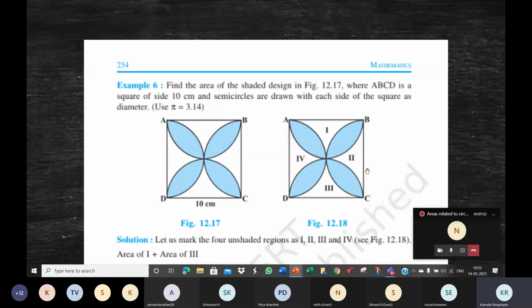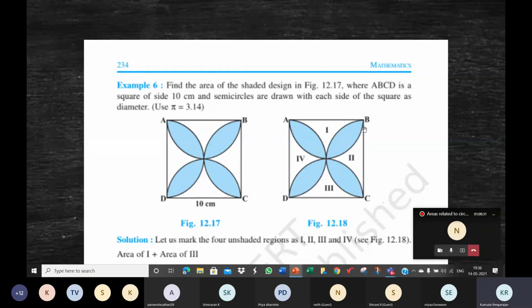You have a piece of paper, ABCD, square. From that you cut a semicircular portion like this and another semicircular portion like this. You will be left with only these two portions, this 1 and 3. Now supposing 1 plus 3 is say something like 20. Then 2 plus 4 is also 20. So areas of 1, 2, 3 and 4 will be 20 into 2, 40.